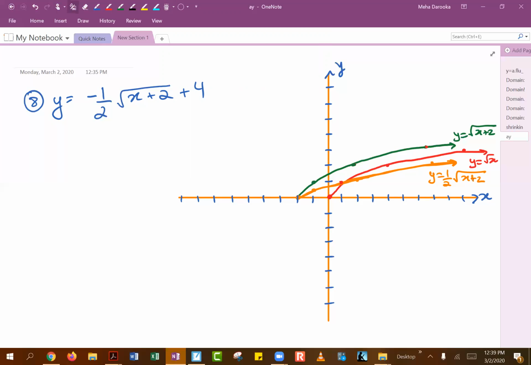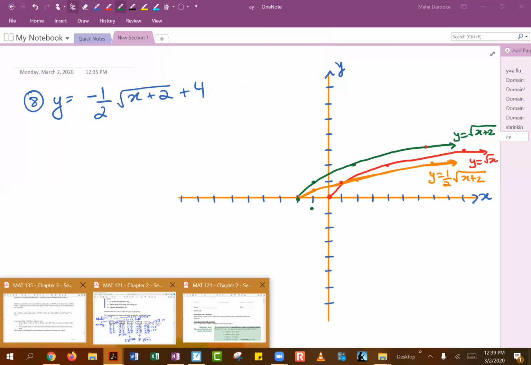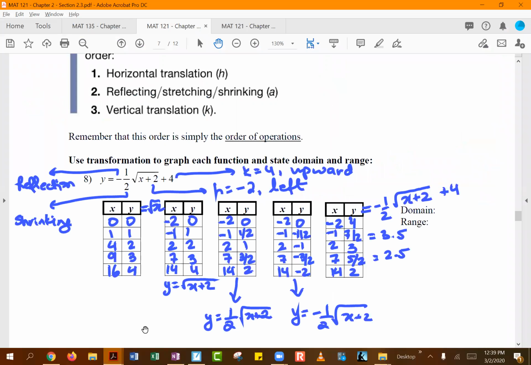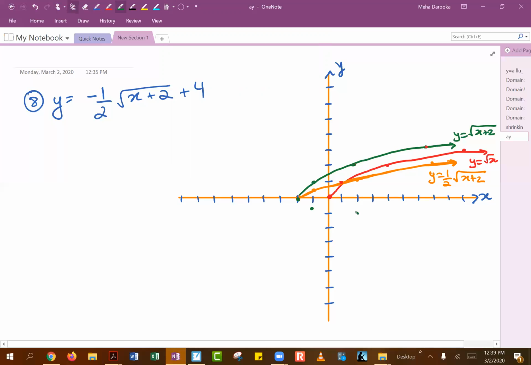And then we did the reflection next. That would make all of these points negative, so this should become negative 1/2. 2, negative 1. And then 7 would be at negative 1.5.